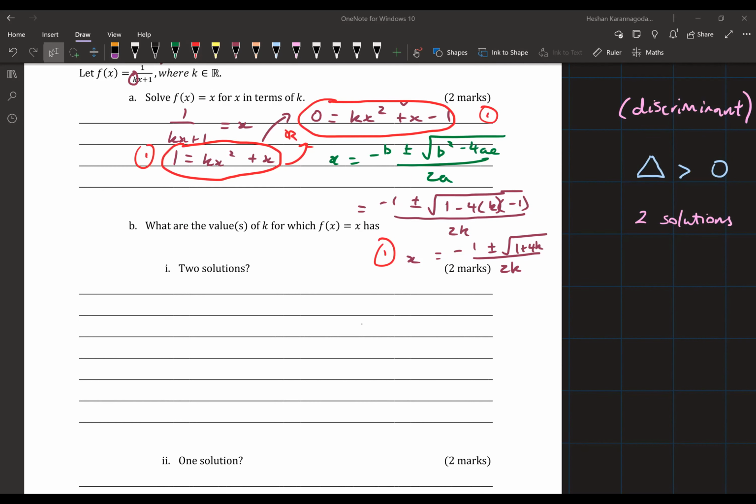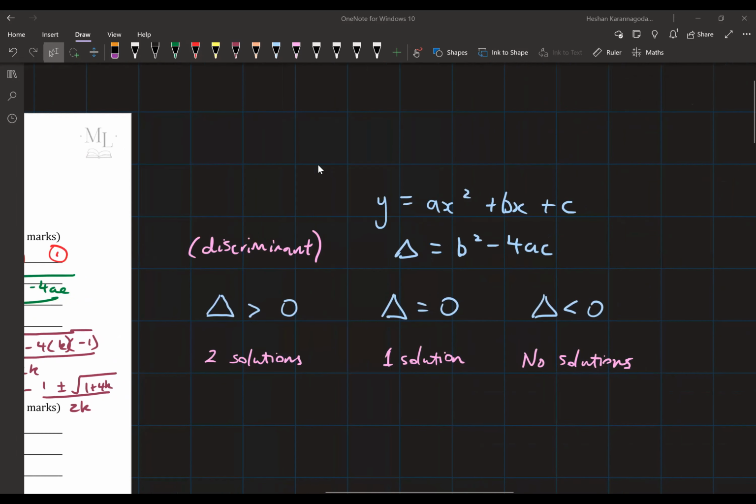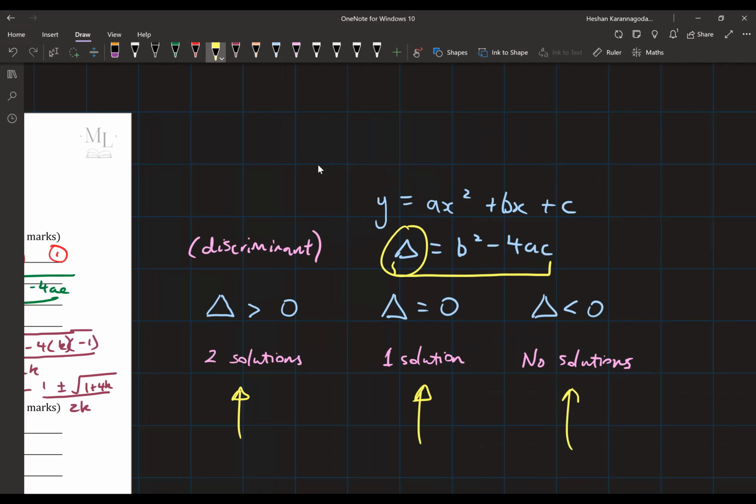Now, whenever talking about the number of solutions and we have a quadratic equation, you guys probably know the discriminant. So in this case, we've got a parabola, and the discriminant in general is equal to b squared minus 4ac, and we represent it by the triangle symbol. So you've probably learned this for a couple of years now. If our delta is greater than 0, we have two solutions. If delta is equal to 0, we have one solution. If delta is less than 0, we have no solutions.